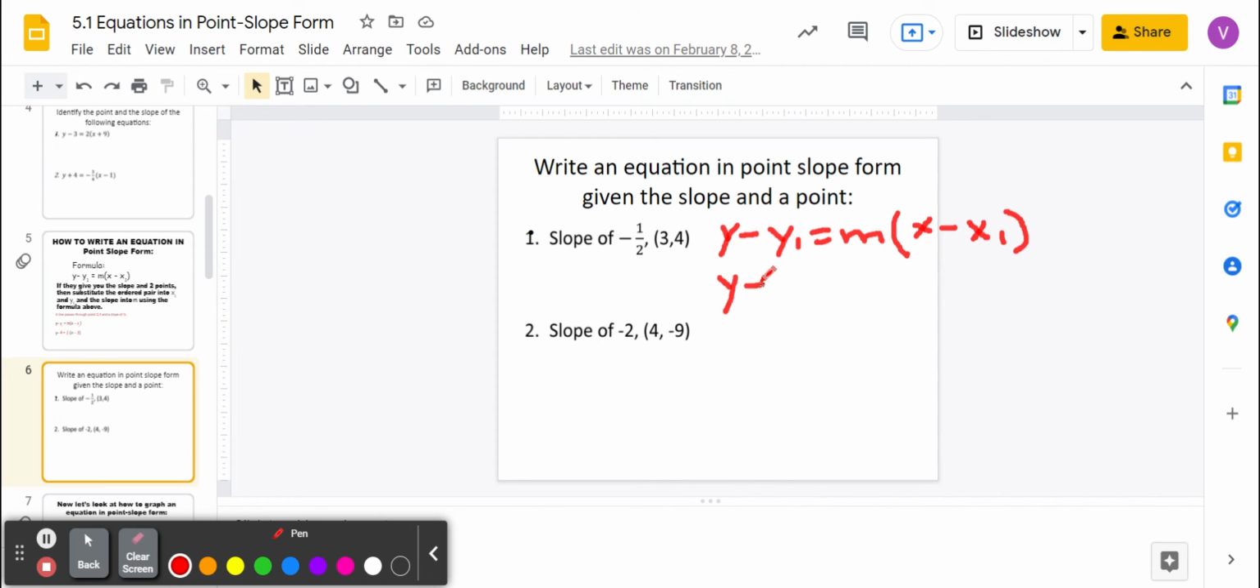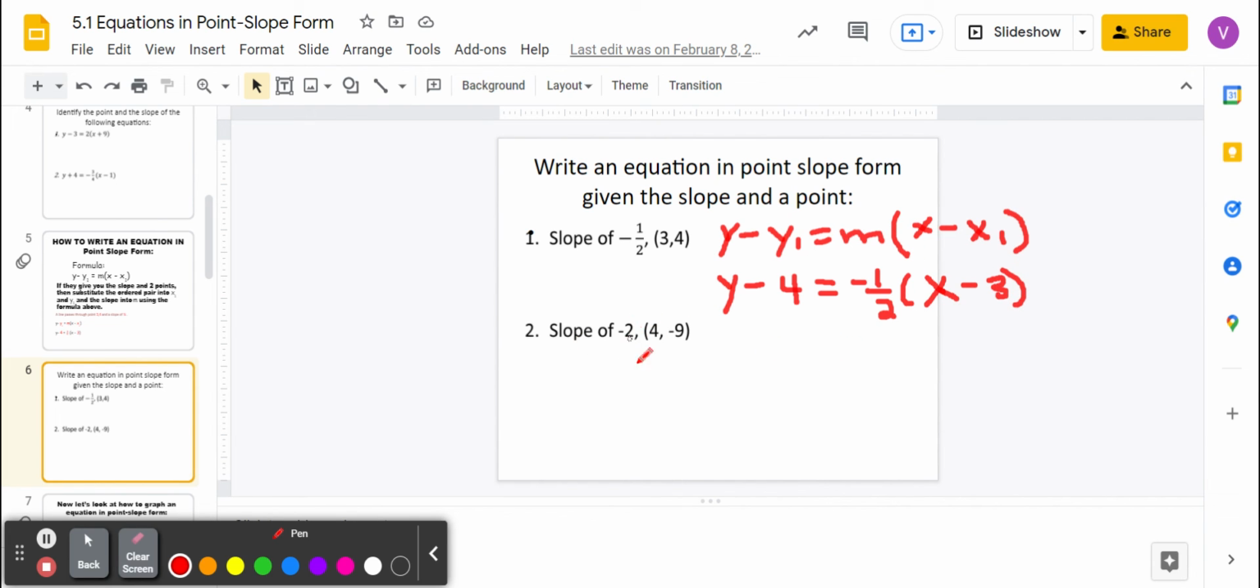So instead of writing an m, actually let's start with the y. This says y minus y1. So y1 in this case is going to be 4. So y minus 4. Your slope is negative 1/2. And x minus your x1, which is 3. So this is your equation.